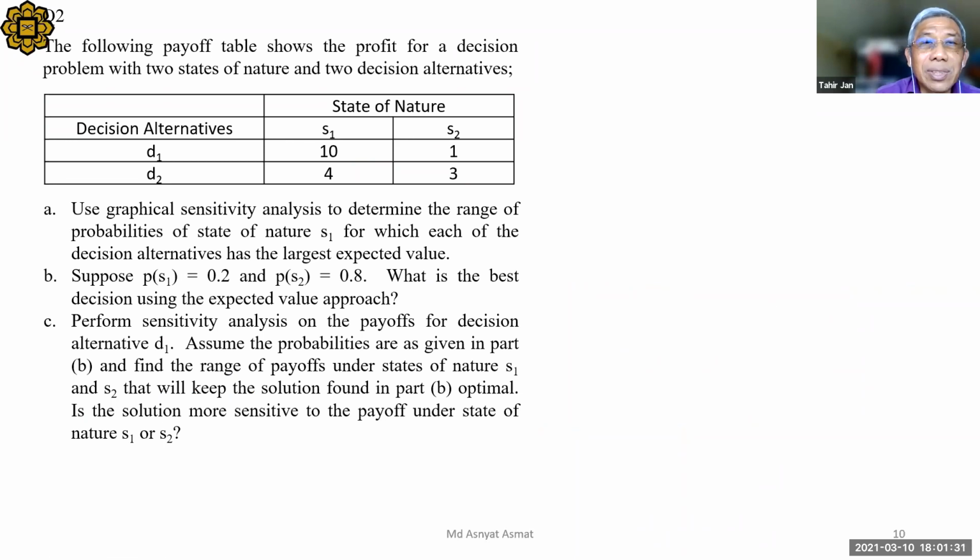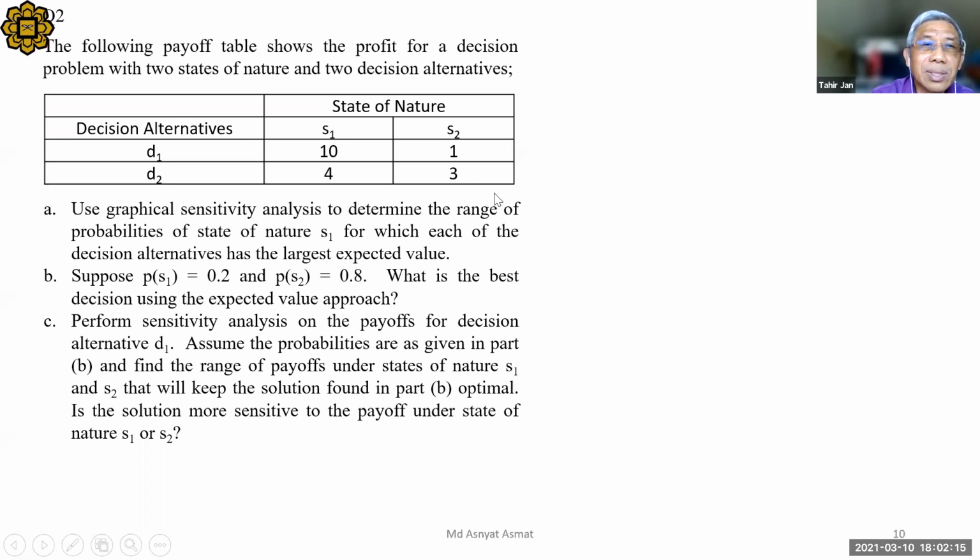Use graphical sensitivity analysis to determine the range of probabilities of state of nature S1 for which each decision alternative has the largest expected value. I think this is also one of the past questions. So you have two decision alternatives, D1 and D2, and two states of nature, S1, S2. You have a payoff of 10 for D1 under S1, 1 under S2. The payoff for D2 is 4 under S1, and 3 under S2.